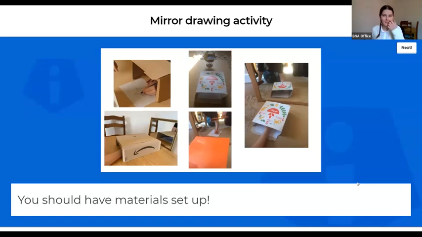While Lydia is having a go at the mirror drawing activity, please do have a go at the same time. I'll also get stuck into some of these questions in the Q&A.